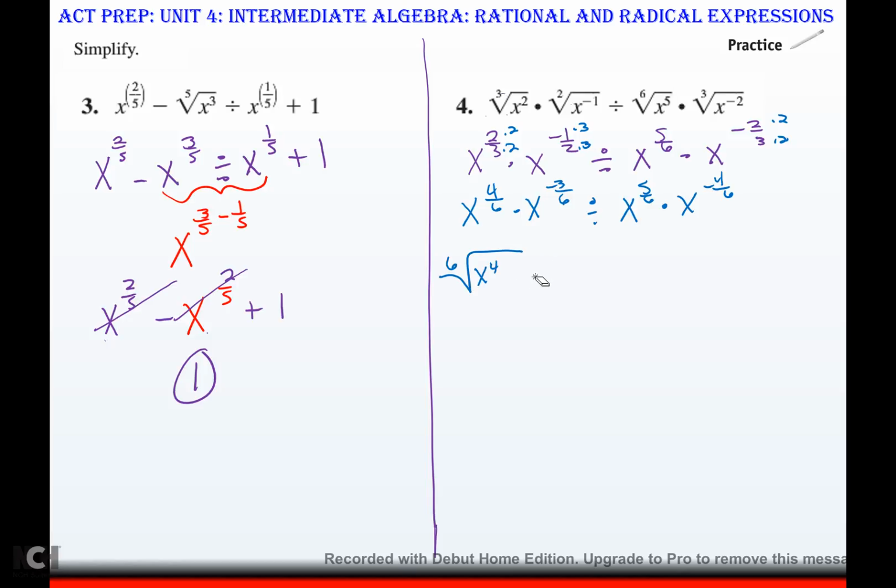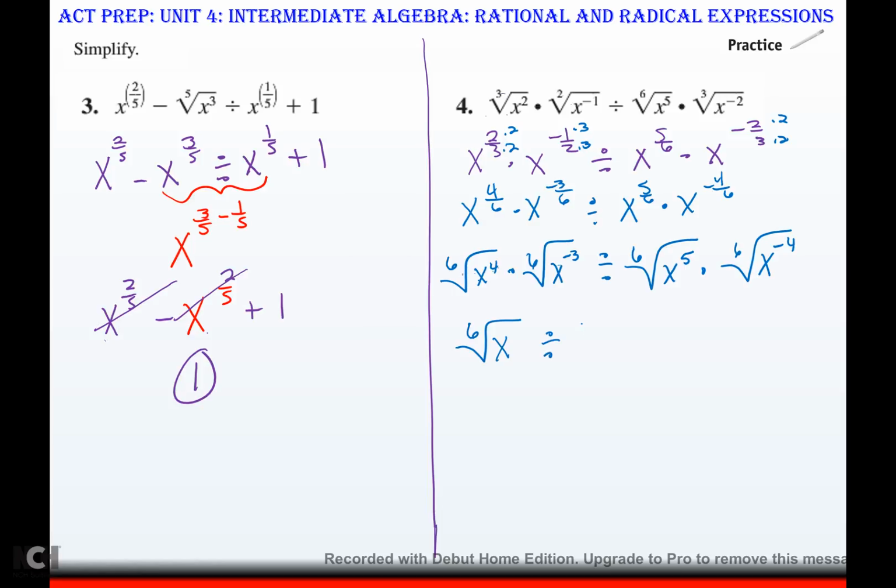times the 6th root of x to the negative 3rd divided by the 6th root of x to the 5th times the 6th root of x to the negative 4th. Okay, so now this one, you take a 6th root times a 6th root is a 6th root of x to the 4th. When you multiply, you add. 4 minus 3 is x.